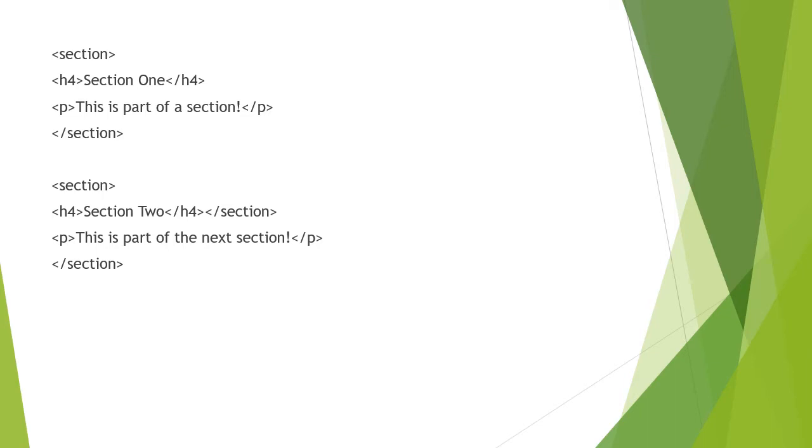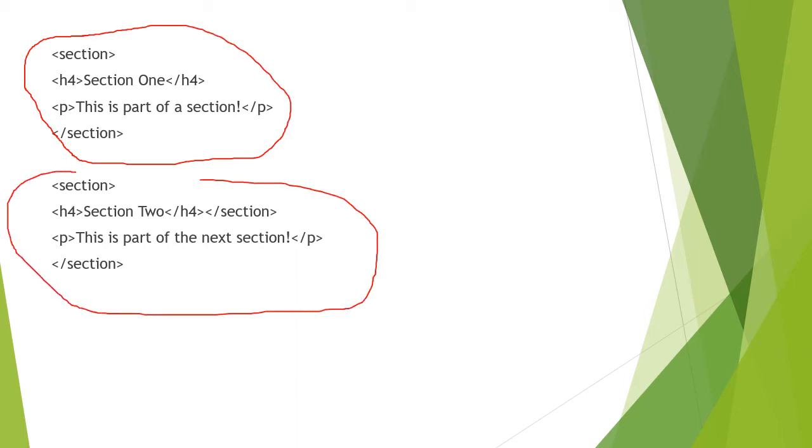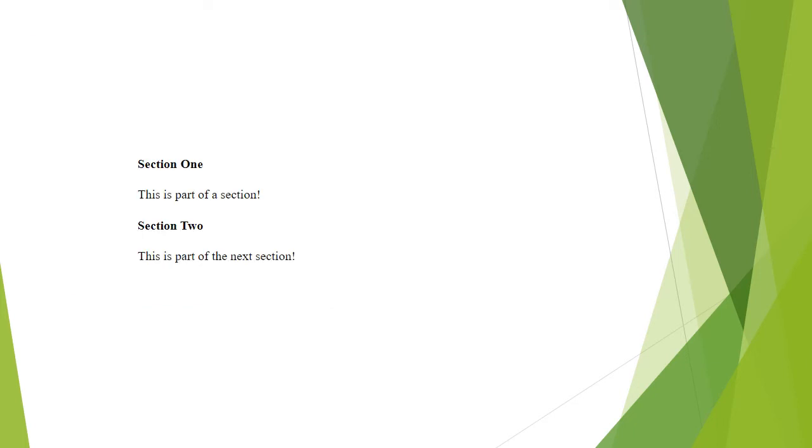On this page, I have some HTML code which shows how the section tag works. As you can see here, I have it divided in two sections with two areas of content. And this is what it looks like when I run the code. Now, it doesn't look like it does much, but it does two very important things that may not be obvious.